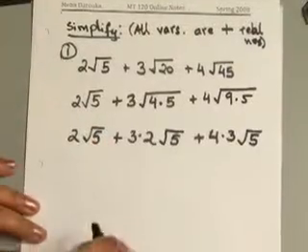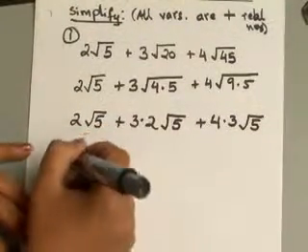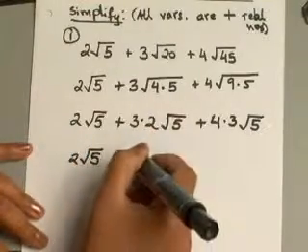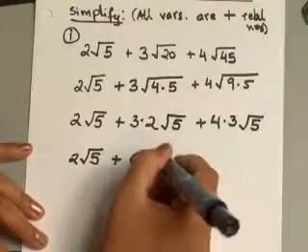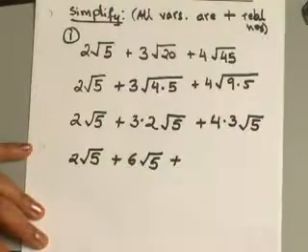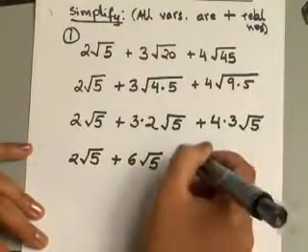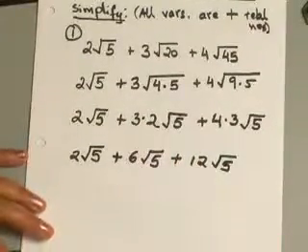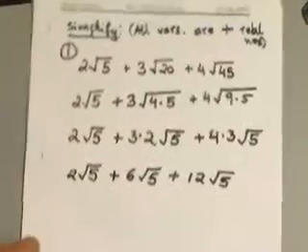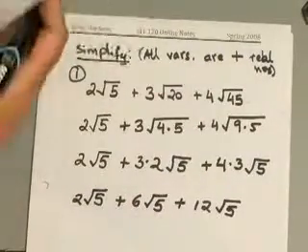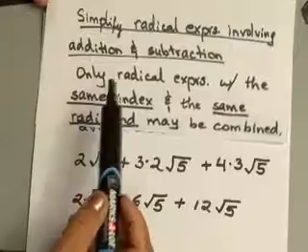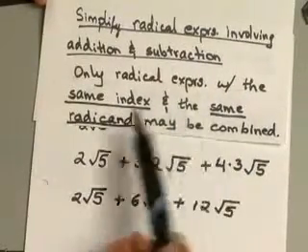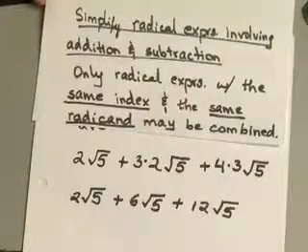All right, let's see what happens next. 2 square root of 5. Now we can go ahead and multiply 3 and 2, which will give us 6 square root of 5. Plus 4 3s are 12. And that will give you 12 square root of 5. Now this is what we were talking about. Once we get down to this stage, we said that only radical expressions with the same index and the same radicand may be combined, right?